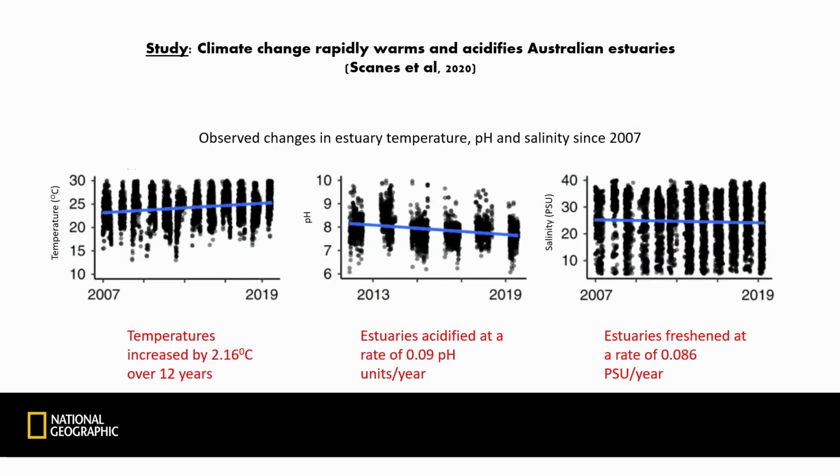A study in 2020 by Scanes and Ross investigated the effects of climate change on Australian estuaries. To achieve this, they monitored ecosystems around Australia for 12 years. They surveyed 166 estuaries across 1,100 kilometres of Australia and took over 6,200 observations. Over the 12 years, estuary temperatures increased by 2.16 degrees. They also acidified at a rate of 0.09 pH units a year. Estuaries freshened at a rate of 0.086 PSU a year. The study also highlighted increased carbon across the 12 years. Mudflats started to become less nutrient dense because the carbon content increased.